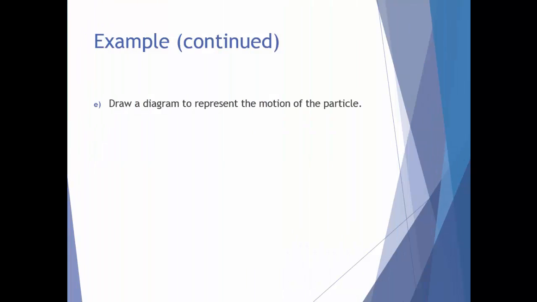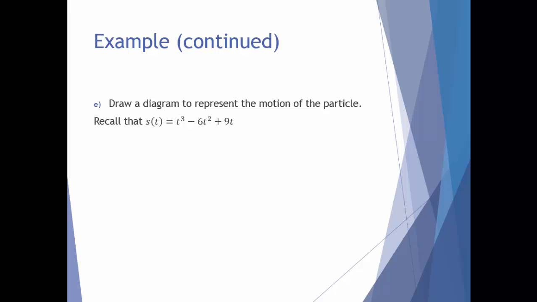Okay, we want to draw a diagram to represent the motion of the particle. So what we want is a diagram that tells us where our particle is at any given time. So that means we won't be dealing with the derivative. We won't be dealing with the velocity function. If you want to know where your particle is at a given time, you should be looking at the position function, s of t, which is the position function that we began with.